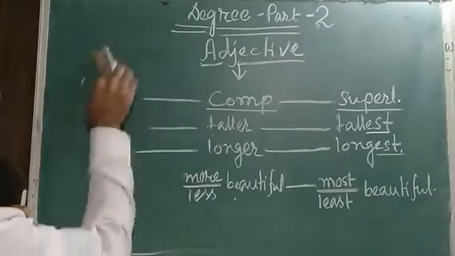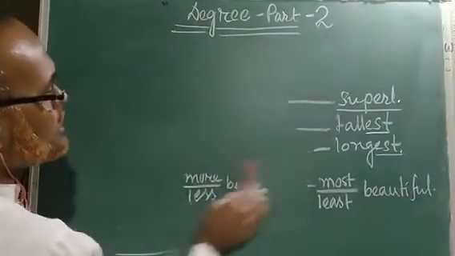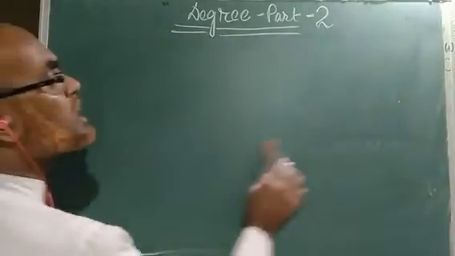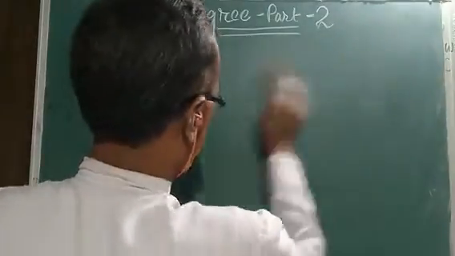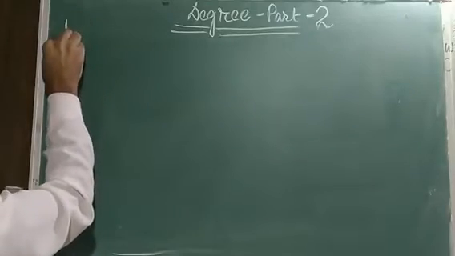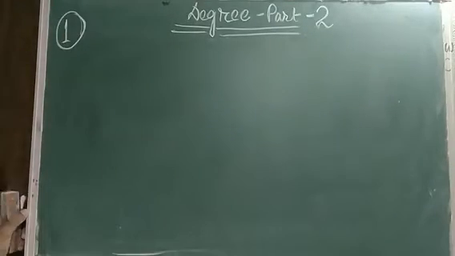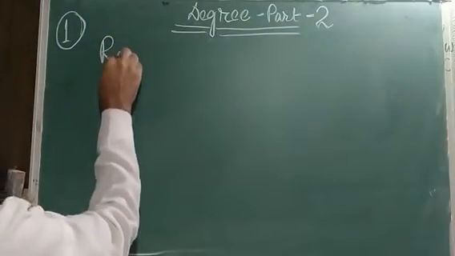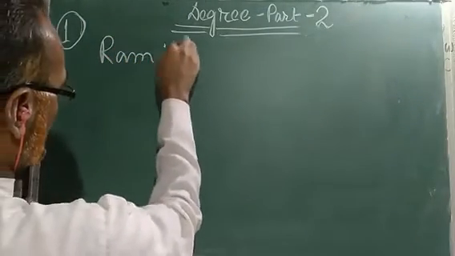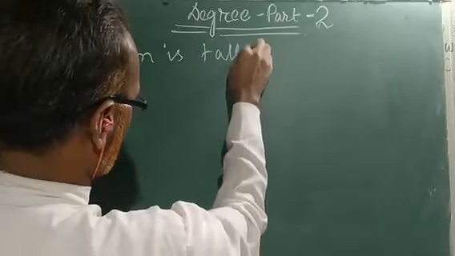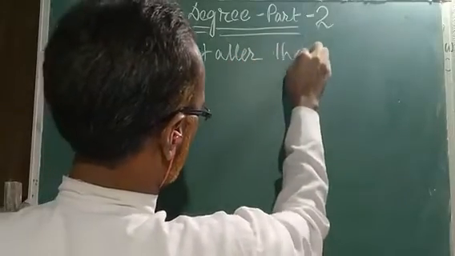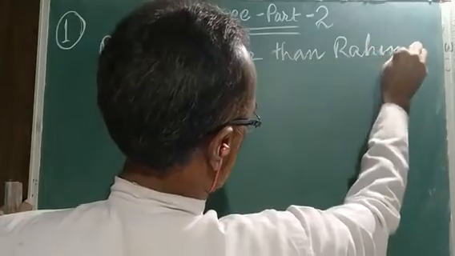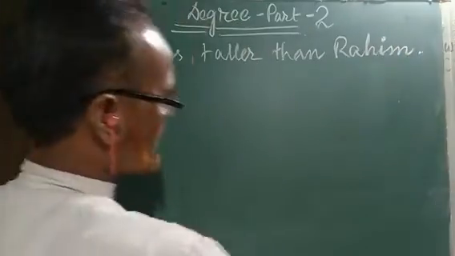Now I am going to write a sentence which we will interchange step by step. I am giving it number 1. I am going to write a sentence: Ram is taller than Rohim. Ram is taller than Rohim.